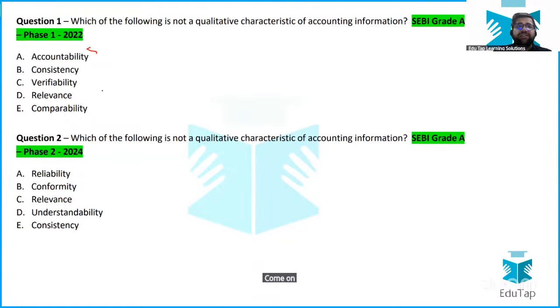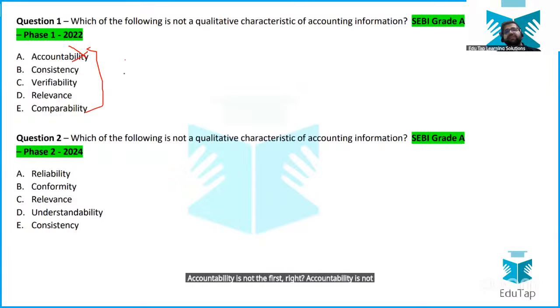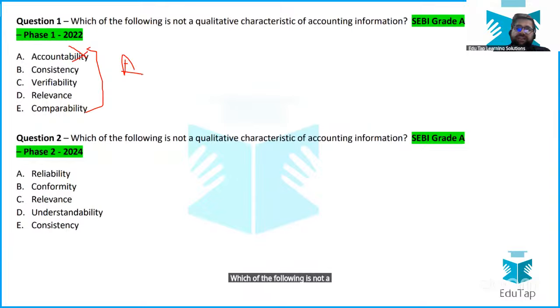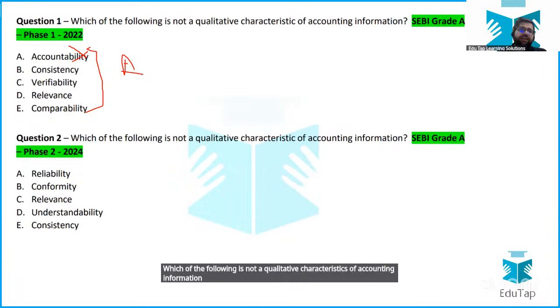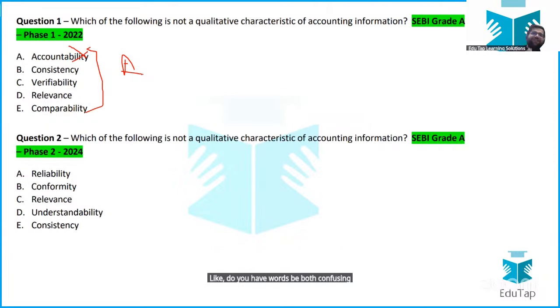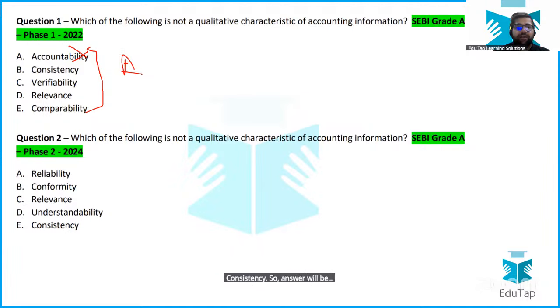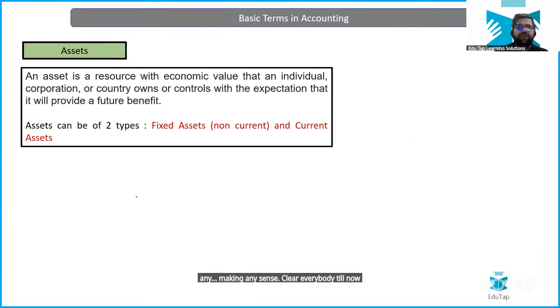Come on, I need the answer for the first one. Accountability is not a qualitative characteristic, so your answer will be A over here. Which of the following is not a qualitative characteristic of accounting information? Reliability, conformity, relevance, understandability, consistency. These words are also very confusing. So the answer will be option B, which is conformity. Conformity doesn't make any sense. Clear everybody till now? Now we are moving ahead to basic terms.